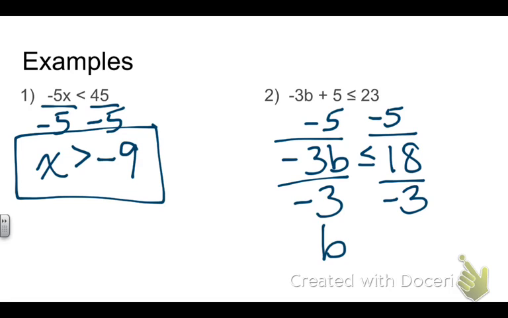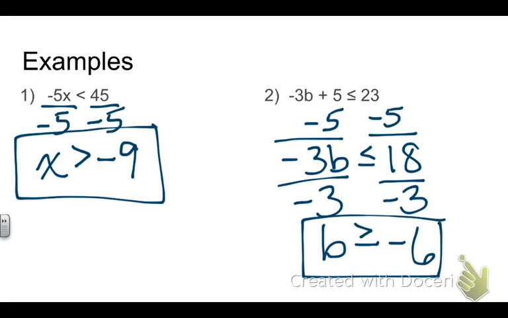Because we're dividing by a negative, because we're dividing by the opposite, you need to do the opposite. You need to switch the signs. So now it's going to be b is greater than or equal to negative 6. I know that sounds a little crazy. Like I said, we will do more of that in class tomorrow. I'll see you then.